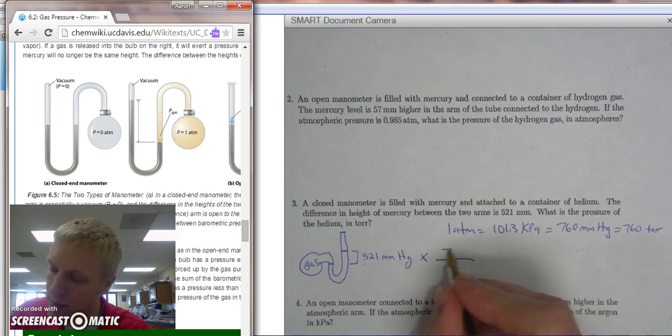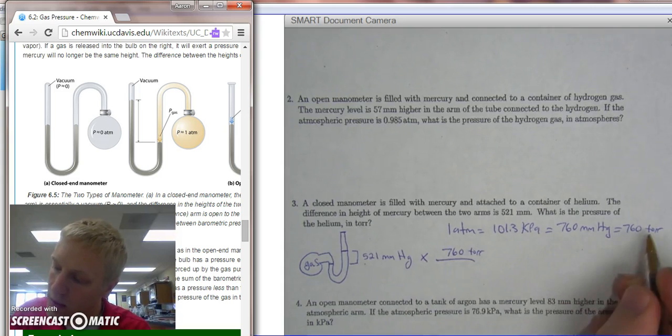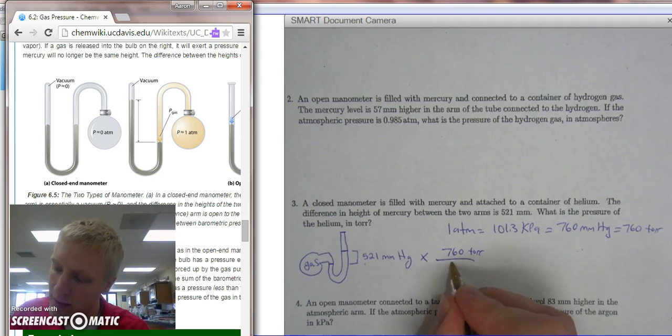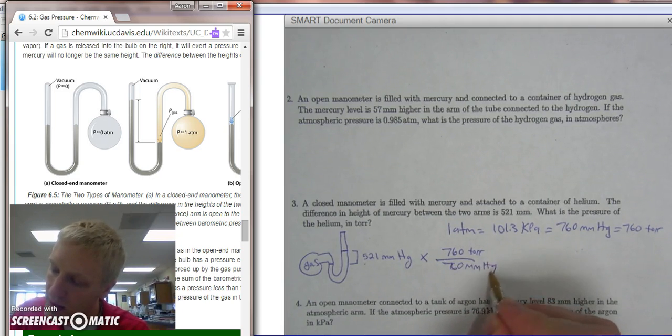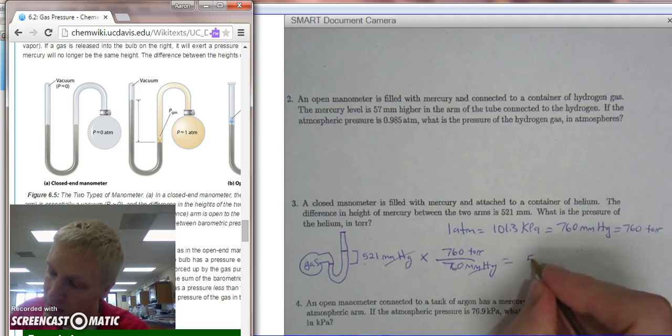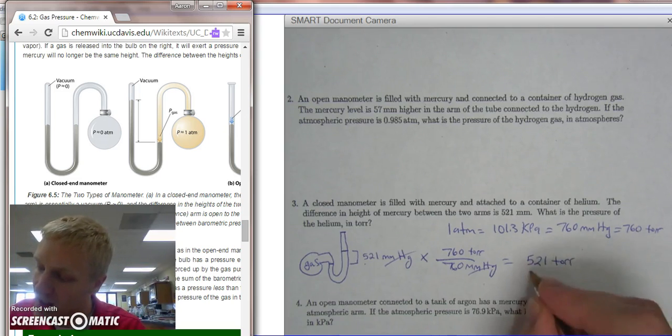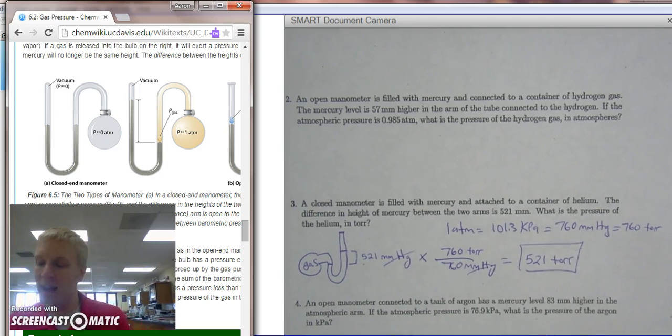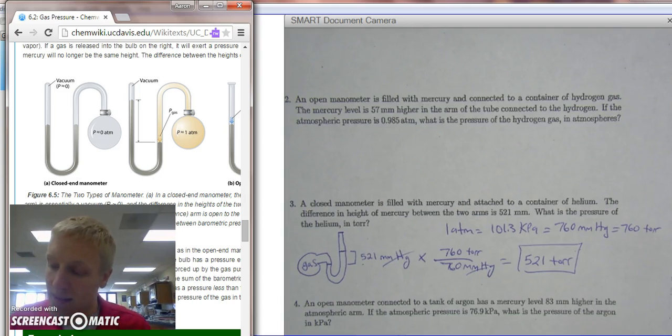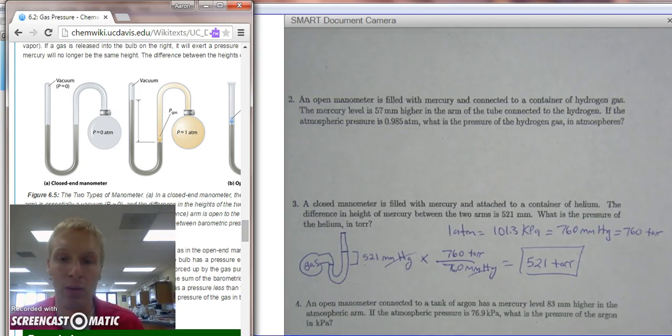I'm going to multiply it by 760 torr, because that's what I want to convert to. And I divide it by 760 mmHg, because that's what I'm getting rid of. And really, it's like multiplying it by 1, so it doesn't really change my number, but it does change my unit from mmHg to torr. That would be my answer. So my pressure in this case is 521 torr for my gas in that closed manometer.